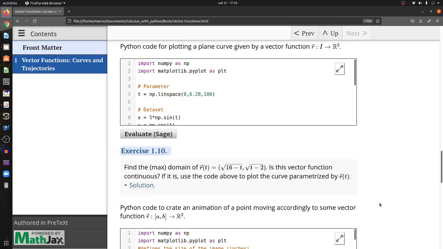Exercise. Find the max domain of R of t. Is this vector function continuous? If it is, use the code above to plot the curve parametrized by R.